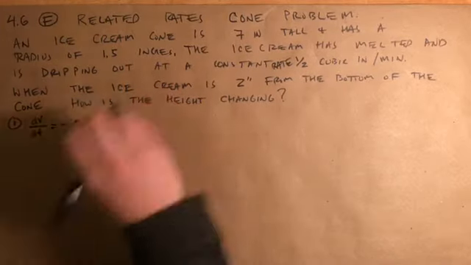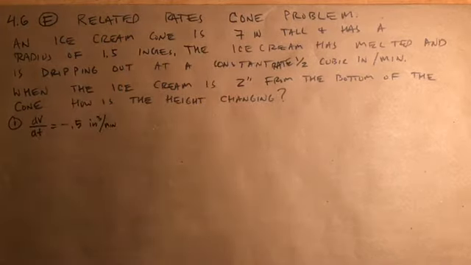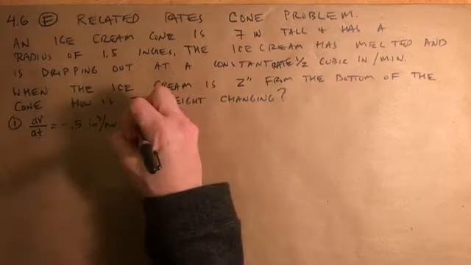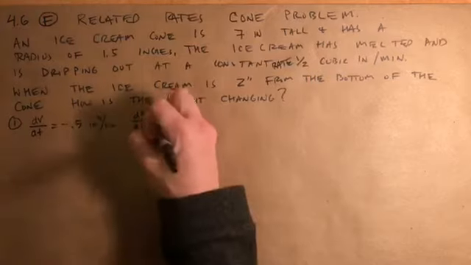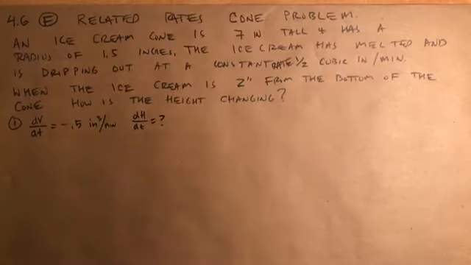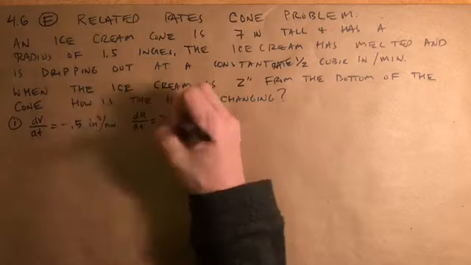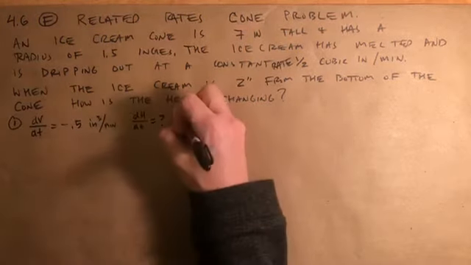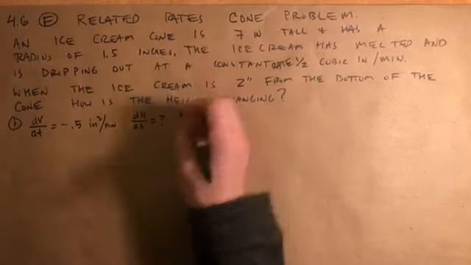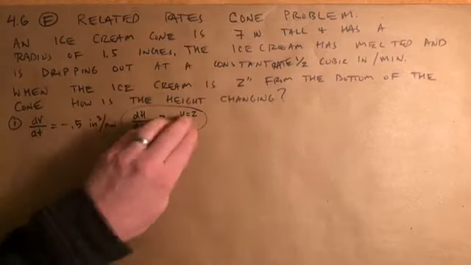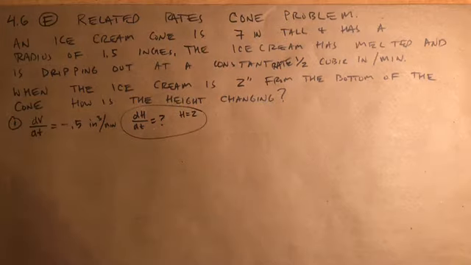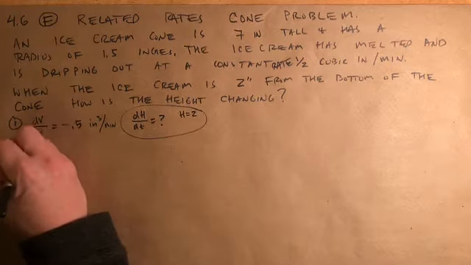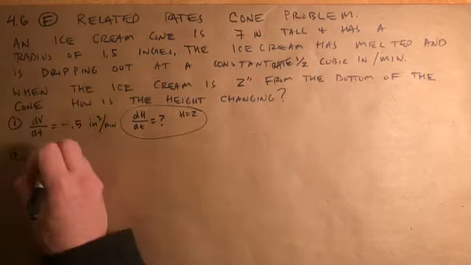So once we have that, what are we trying to find? I'm trying to find how the height is changing. We'll call that dh dt. And that's what we don't know, but we want to know this at a very specific time when h is equal to 2 inches. Okay, so that's what we're given. This is the rate that we have. And so now let's make our picture.